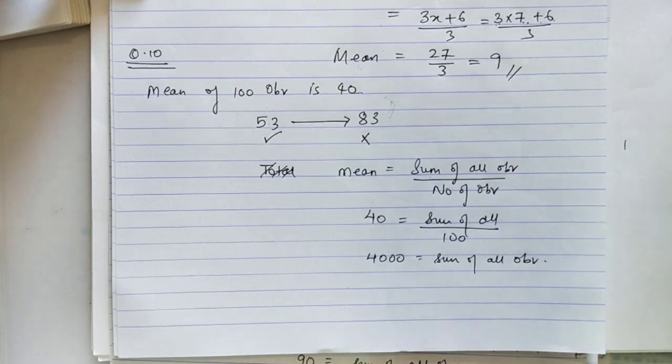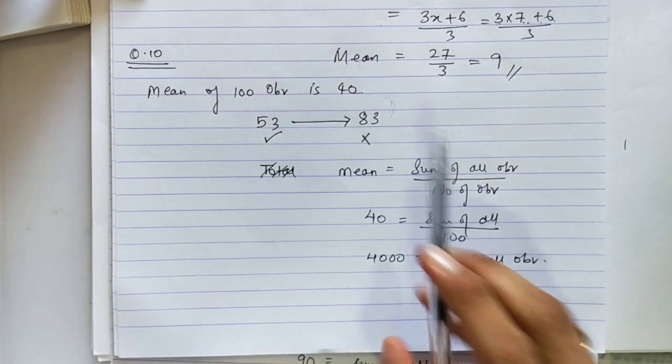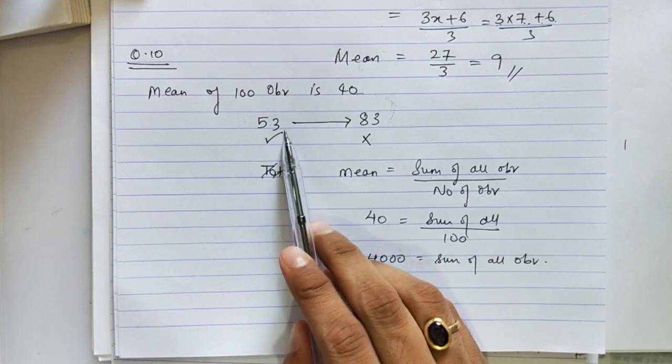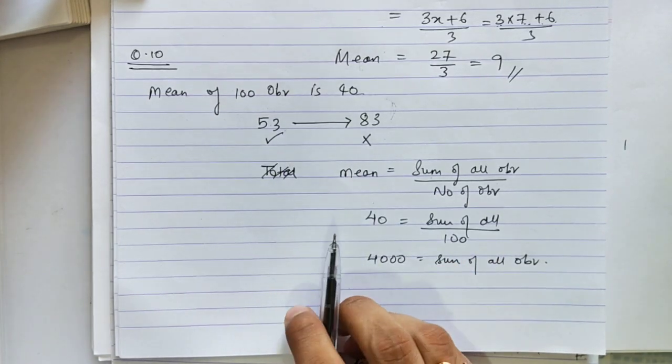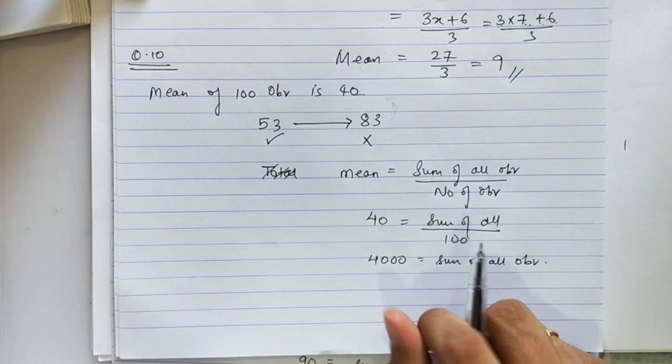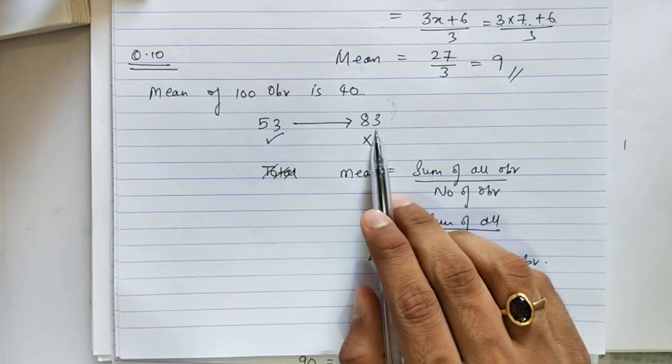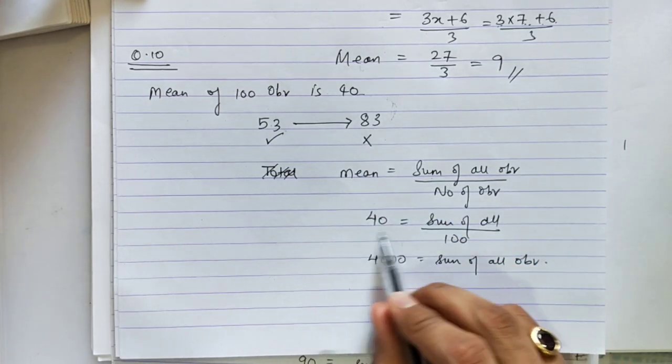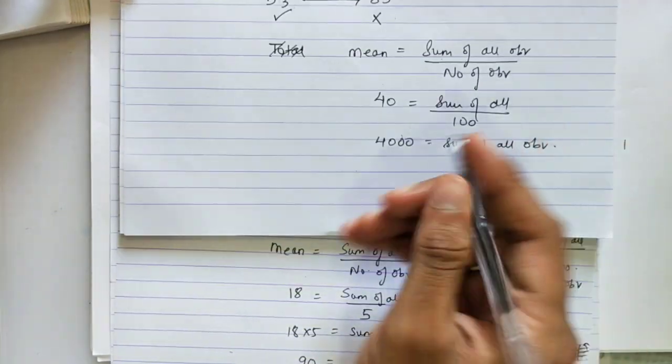But we know that in this 4000, the total value is 4000, we have counted 83 because 53 was misread as 83. So now we have to correct our mistake. What will we do? The 83 is inside this 4000. So what we'll do?